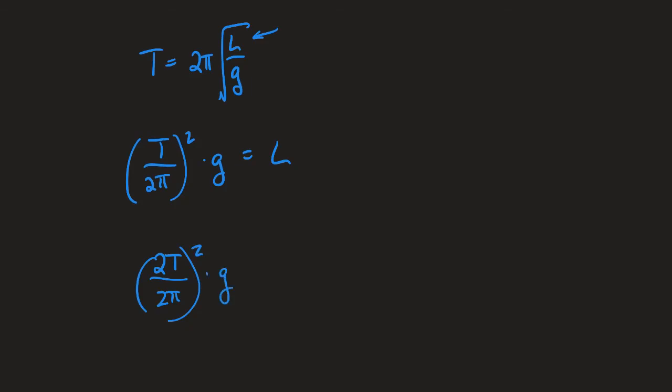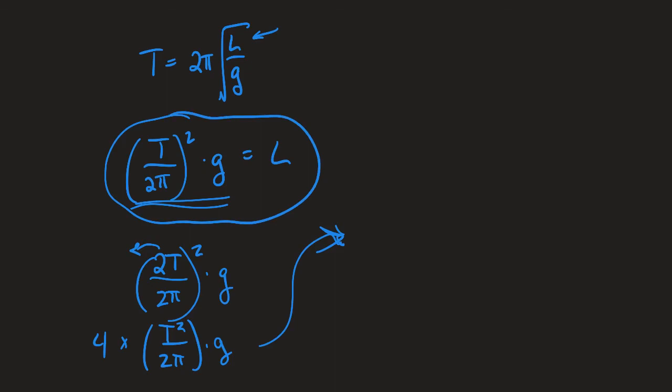Now, pull out the part of this that was there before. I'm going to separate the 2 and get 4 times T squared over 2 pi, times g. And then recognize that this all equaled L. So 4 times T squared over 2 pi times g will equal 4 times L. So if you want to double the period, you need to make the string 4 times longer.